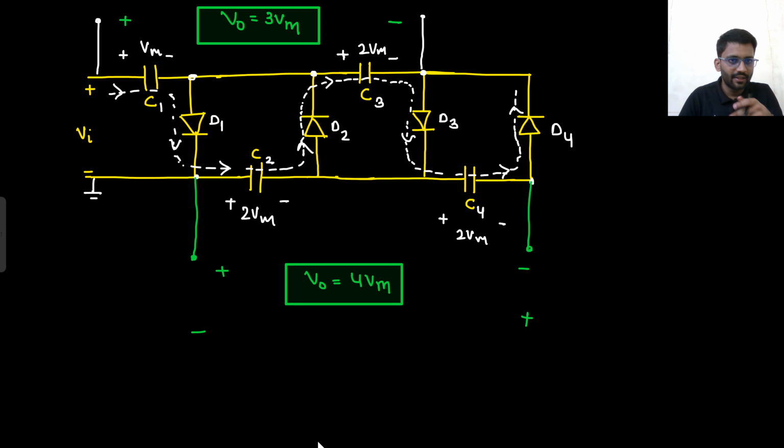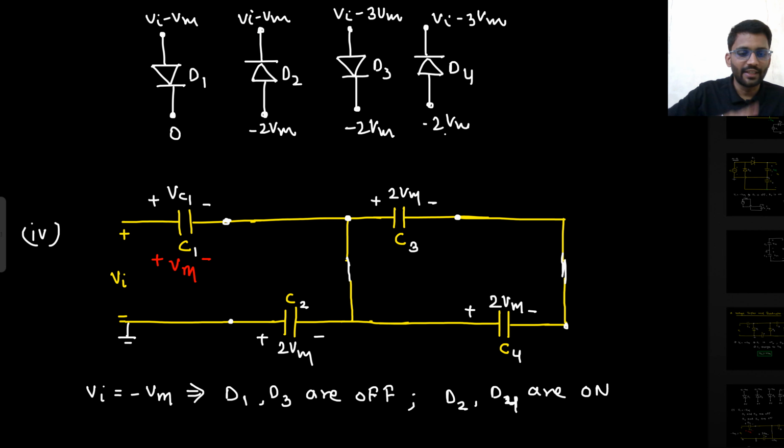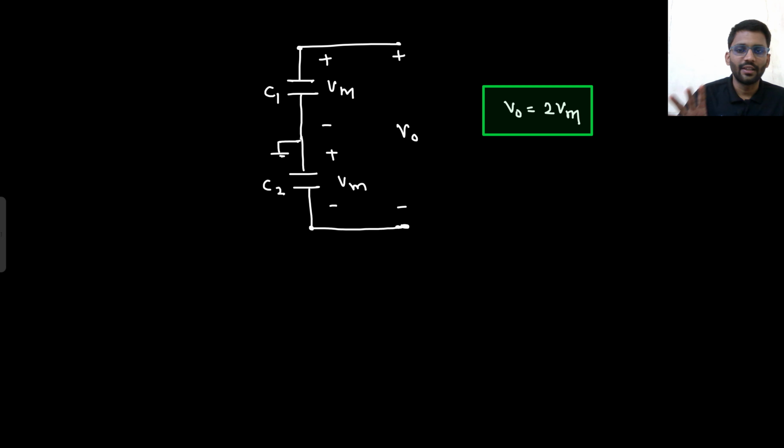Minus 2Vm, right? Because this is the positive and this is the negative. So output will be minus 4Vm. Well and good. But till now we are collecting like this, 4Vm and 3Vm. Are you able to understand the complete concept? Now I will revise this complete concept very quickly.